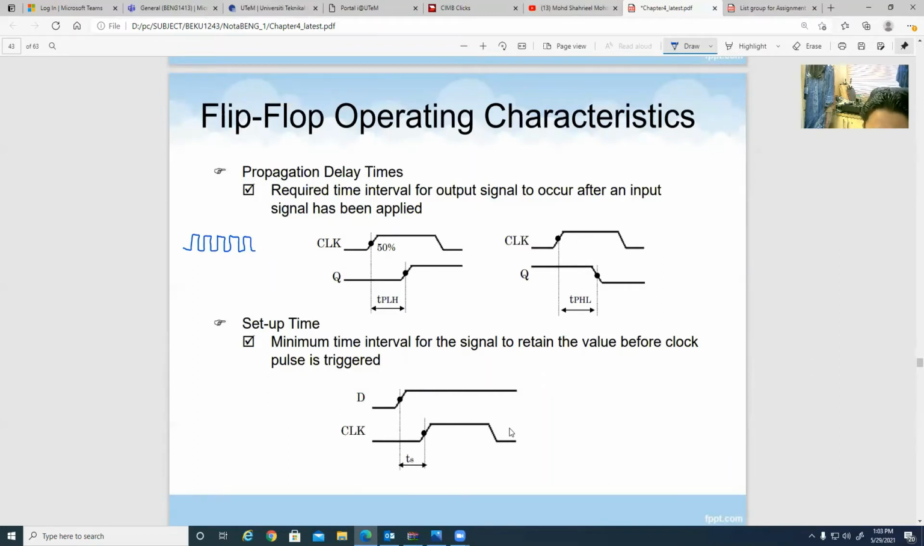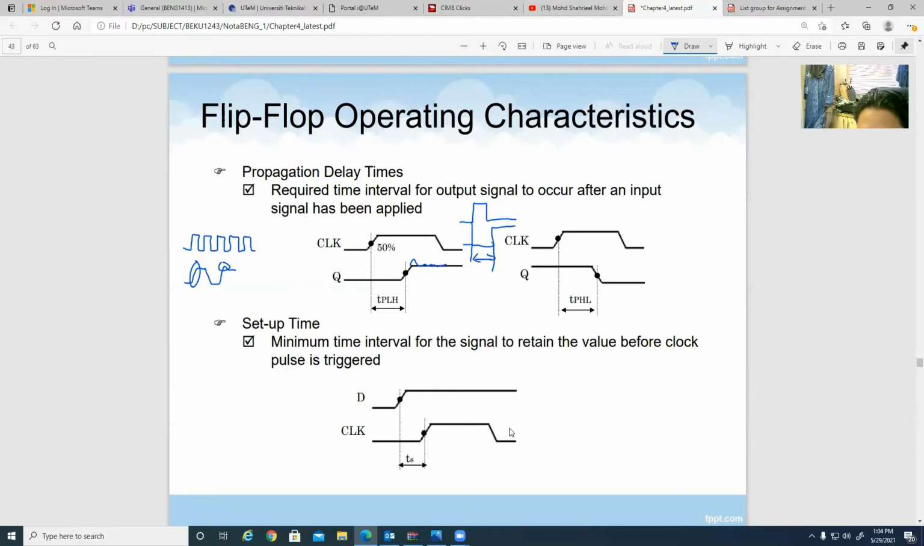But if you zoom in, the clock may be something like this. It has some slope, and maybe some overshoot here, for example. This is non-ideal, not ideal for the clocks, even for the output also. When we zoom, maybe we have an overshoot here, or a ripple here. That is not ideal, but we assume it as the ideal. For example, it's like this.